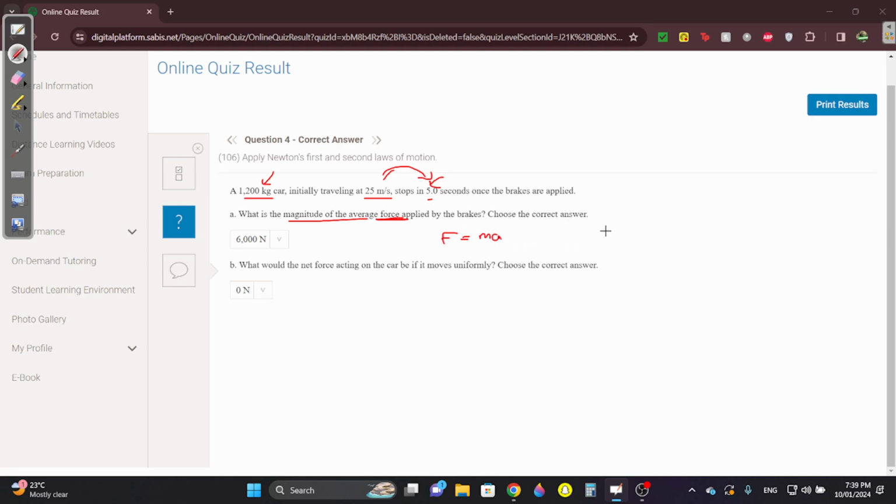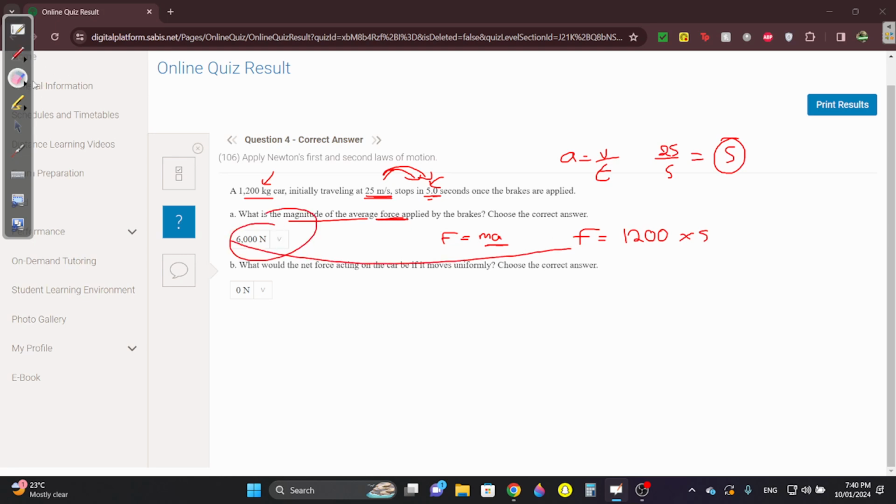The mass given is 1200. Acceleration we don't have, but we have velocity and we have time. You know that acceleration is velocity divided by time. So 25 divided by 5, so your acceleration is 5. Let's go back to our equation: mass times acceleration, 1200 times 5, gives you 6,000.